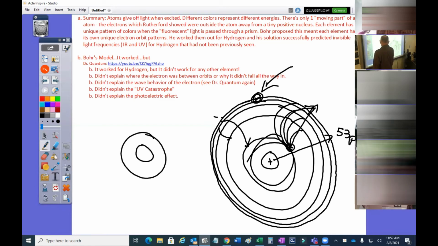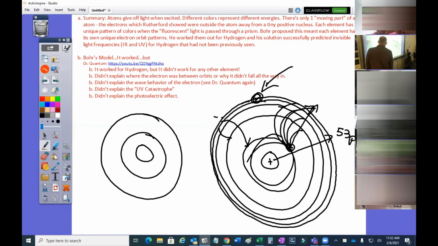Here's another big question. We're just going to draw two orbits. If the electron is falling because it's attracted to the nucleus, that's the mechanism. Why doesn't it fall all the way into the nucleus? Why isn't everything just a bunch of neutrons? Why doesn't the electron fall into the nucleus, cancel the proton, and turn into a neutron? Why is that not happening?